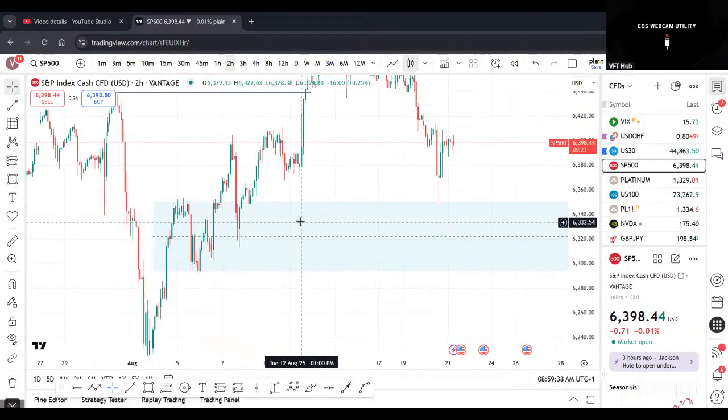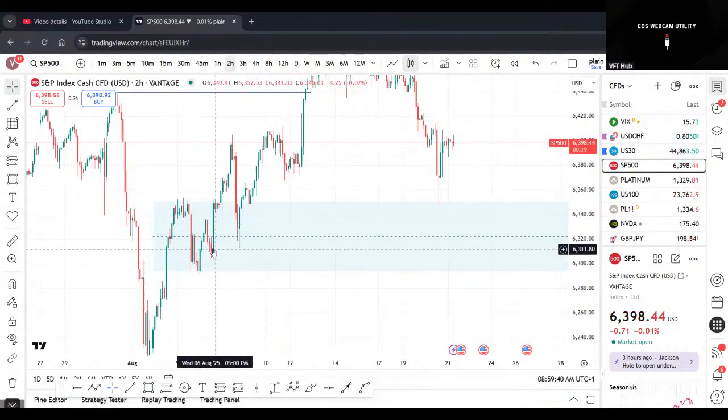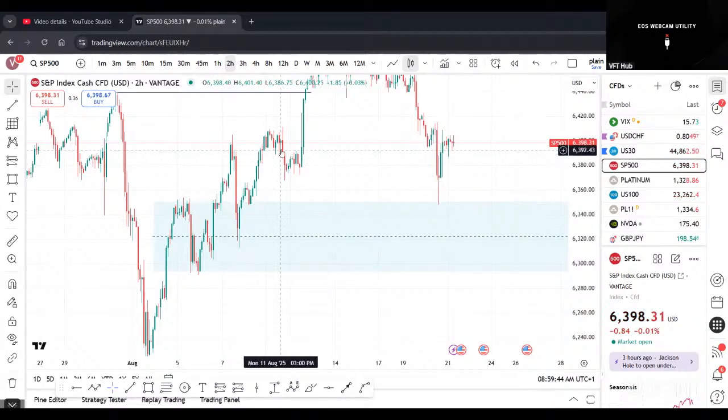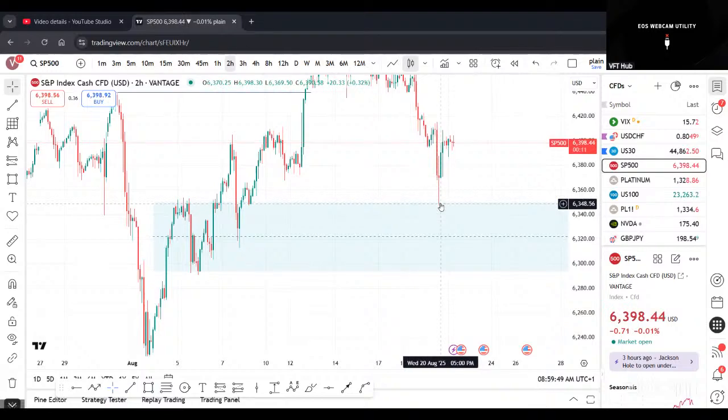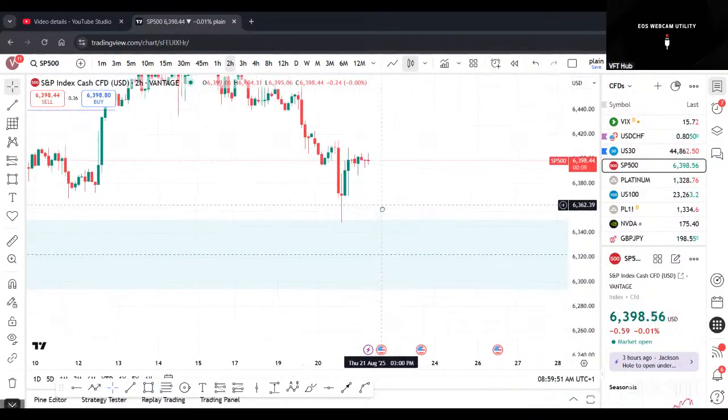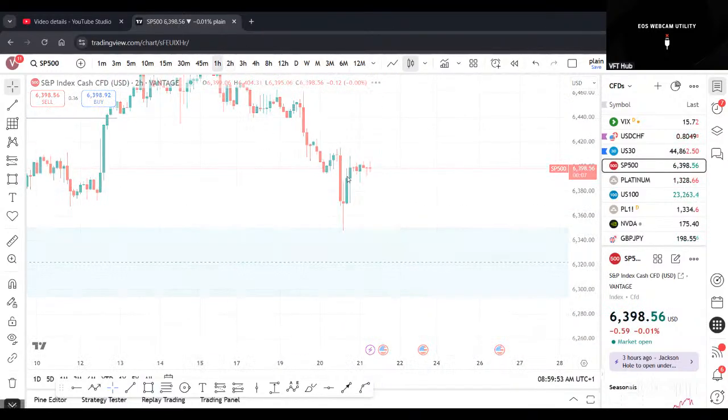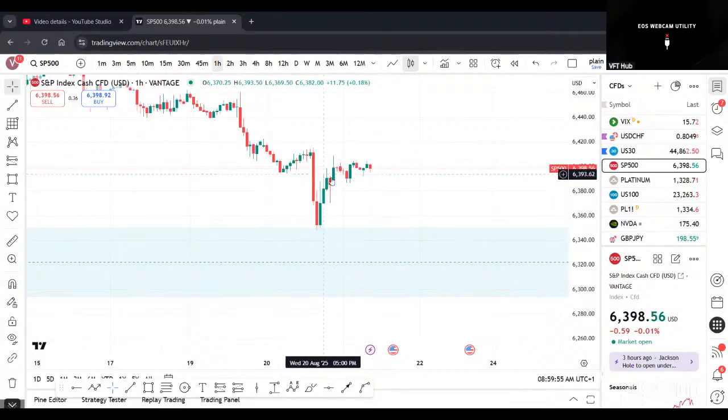For that reason, this has been mitigated by this, now, right? So for that reason, we'll be looking for other smaller opportunities around this zone. Even all of this has been fully mitigated this morning.